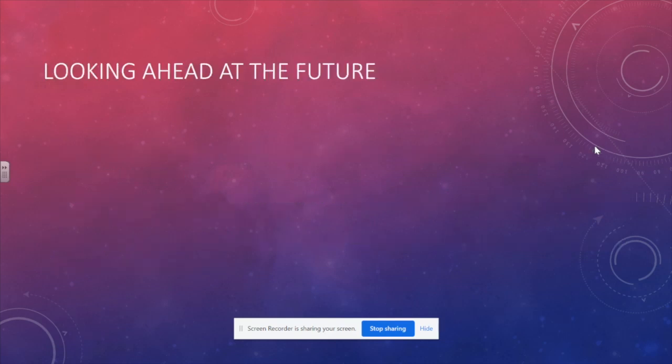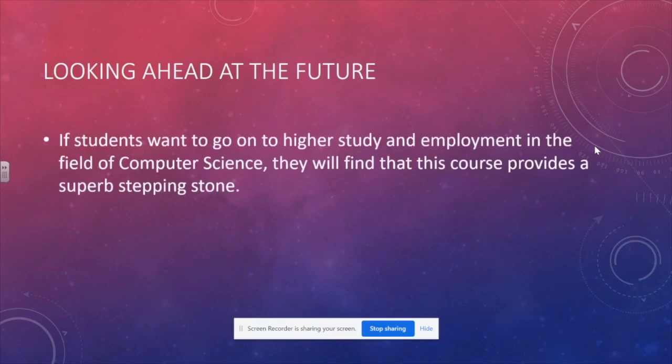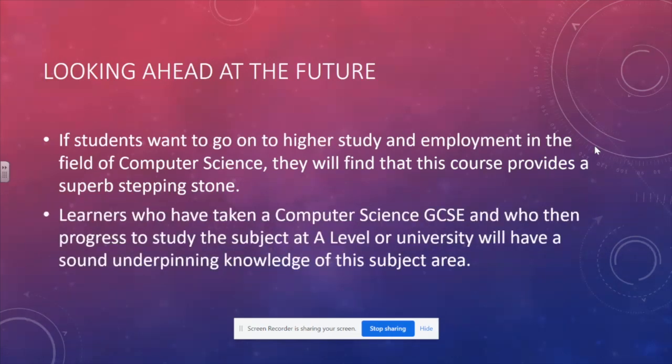Looking ahead to the future, where does this lead? Well, if students want to go on to higher study of computer science, obviously this is a good stepping stone for that. Learners that have taken a computer science GCSE and who then progress to study the subject at A level or even university will have this to soundly underpin the knowledge that they will need in those particular areas.